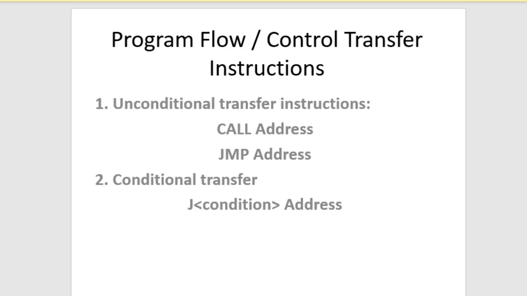One is unconditional transfer and the other is conditional transfer. Unconditional transfer instructions actually call some address. You are going to use a procedure here. Another is a jump to an address. So these are unconditional. There is no condition used for this kind of instruction. It will straight away go to that address and execute the instruction.